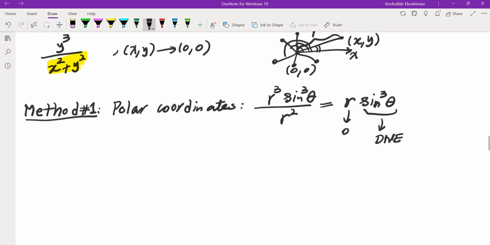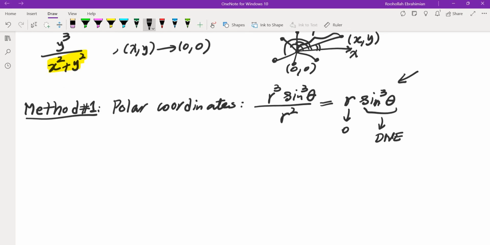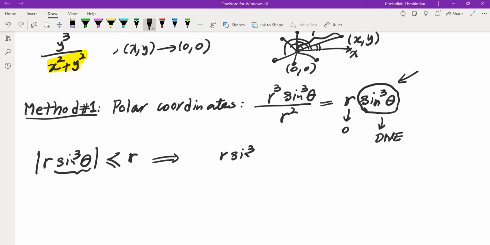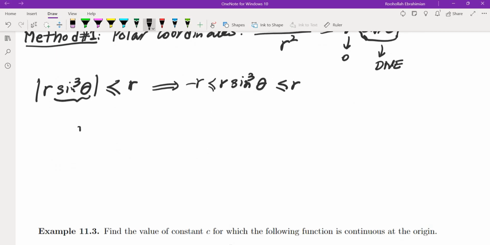But what we know is that sine cubed is between 1 and -1. So in other words, and since I'm going to use inequalities, I'm going to put an absolute value in there. In other words, r sine cubed of theta is going to be less than or equal to r times the absolute value of sine cubed, which is less than or equal to 1. In absolute value, it's still less than or equal to 1. So that's less than or equal to r, which means r sine cubed of theta is between -r and r. So bottom line is this. Bottom line is y cubed over x squared plus y squared is between r and -r.